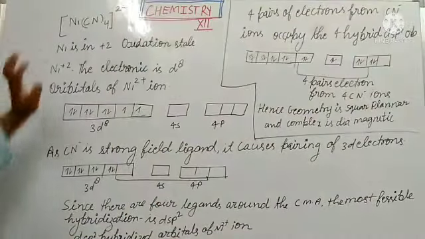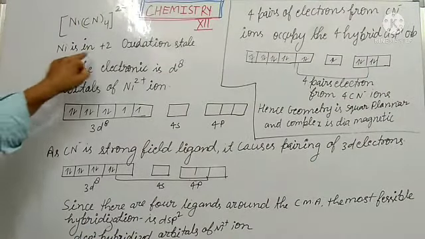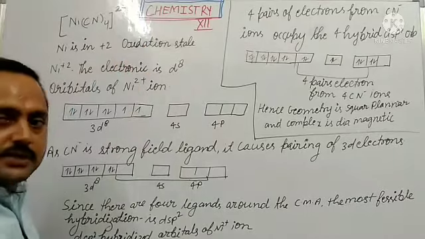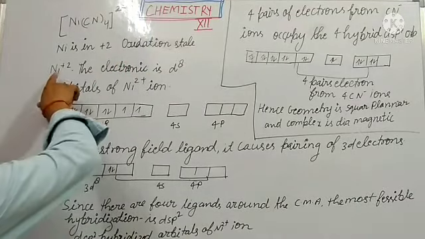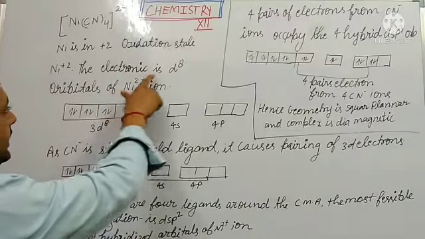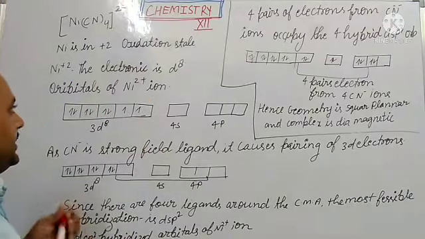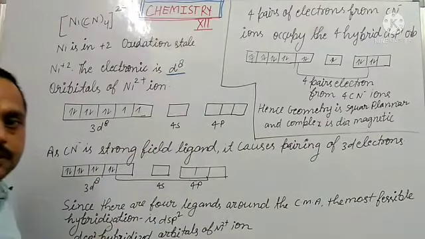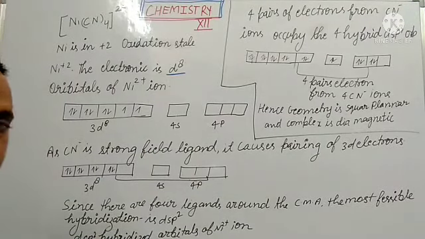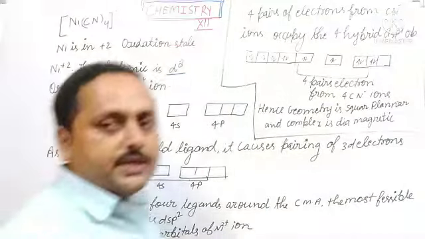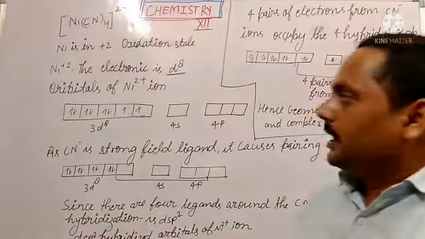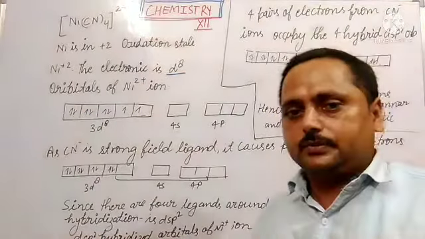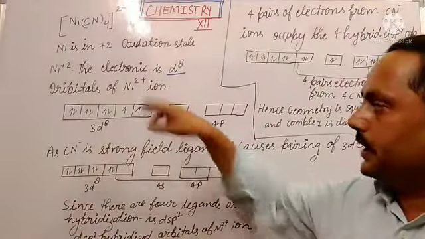Let us see here. In this complex, Ni, nickel, is in the +2 oxidation state. Ni2+ has the electronic configuration d8. Now I will write the orbitals of the Ni2+ ion.